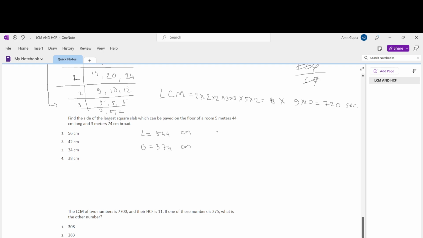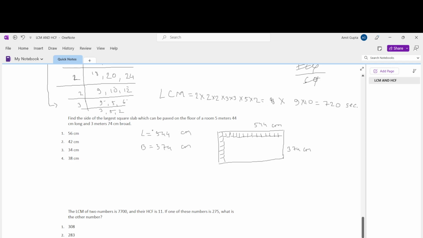So we have a rectangular floor with sides 544 centimeters and 374 centimeters. We have to choose the size of a square slab which is a factor of both 544 and 374, so that these square slabs will have an integer number on the length side and on the breadth side.